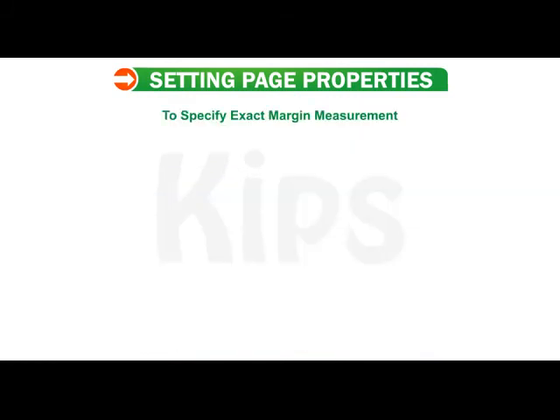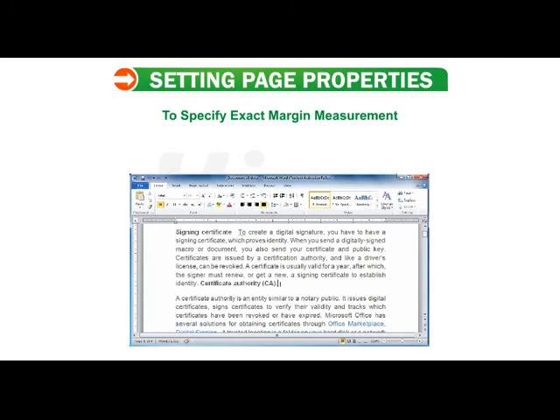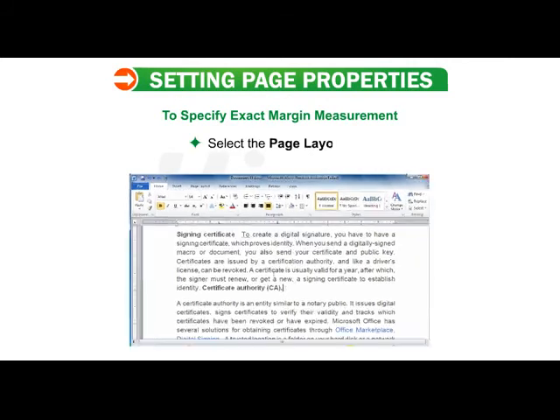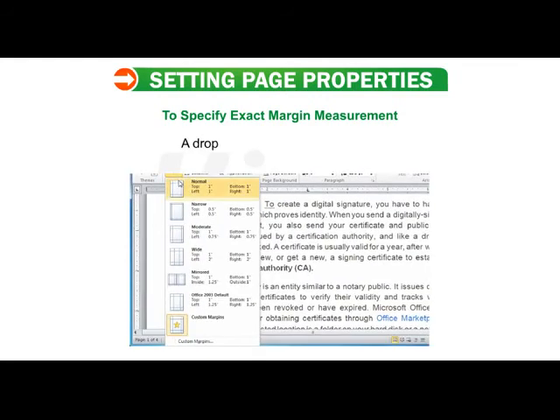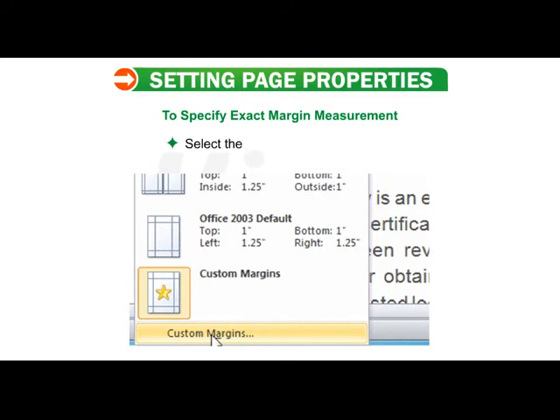Let me now guide you how to specify exact margin measurement. Select the Page Layout tab. Click the Margins button in the Page Setup group. A drop-down list of options appears. The normal option is selected by default. Select any predefined margin setting. Or select the Custom Margins option.